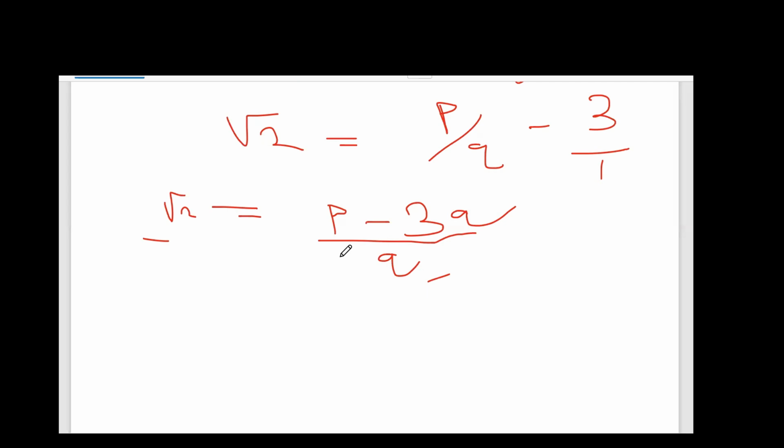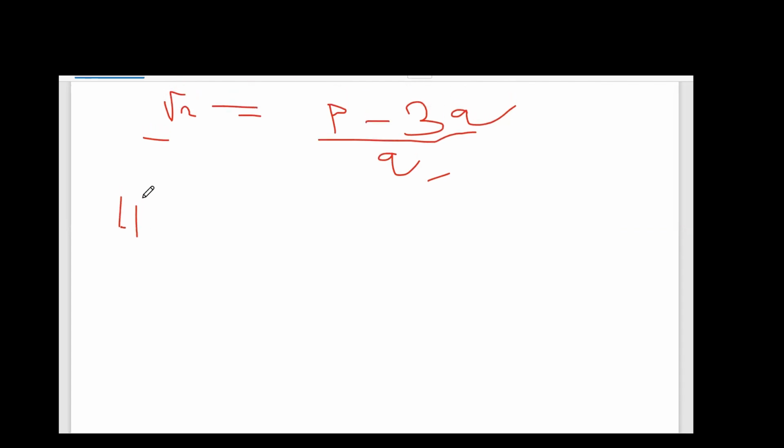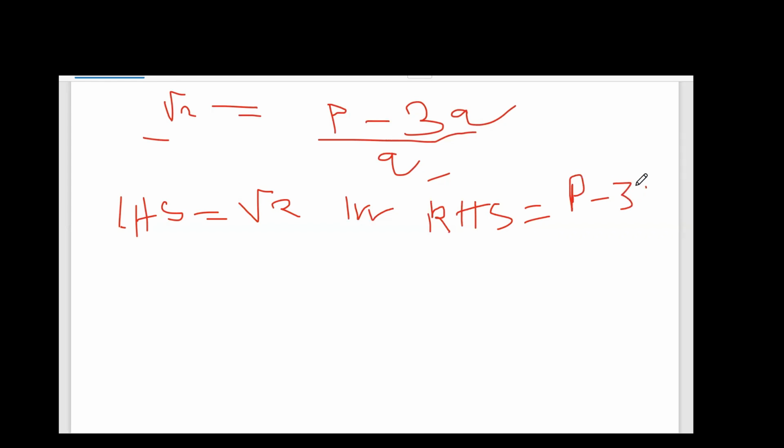And then from this, that's where you prove your contradiction. Okay. So you say the left hand side is equal to the square root of 2. And you know that the square root of 2 is what? Irrational. Okay. But the right hand side is equal to p minus 3q over q.